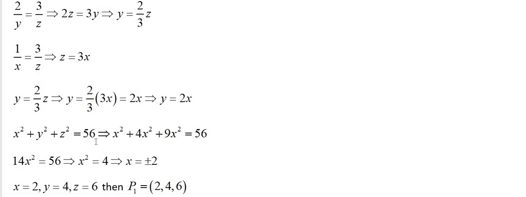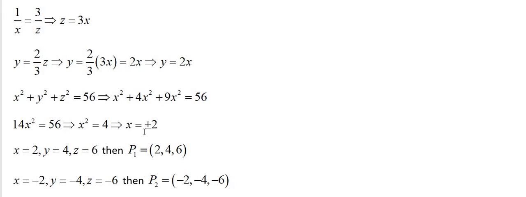This is the given equation: x square plus y square plus z square equal to 56. x square as it is. y square means 4x square, because 2x whole square is 4x square. 3x whole square is 9x square. 1 plus 4 plus 9, 14x square equal to 56. x square equal to 56 by 14, that is 4. Then x equal to plus or minus 2.